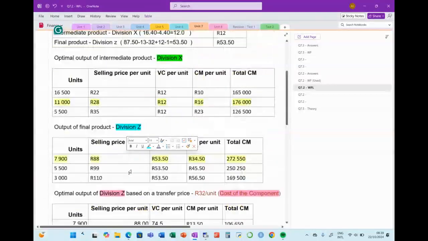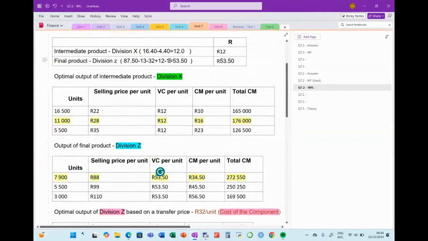When we started looking at this division, where's our calculation for here? Can you see we minus the 1 Rand? So we're minusing the 1 Rand when it comes to Division Z, because that variable selling expense is an expense for Division X. It's not an expense for Division Z. Is that making sense now?